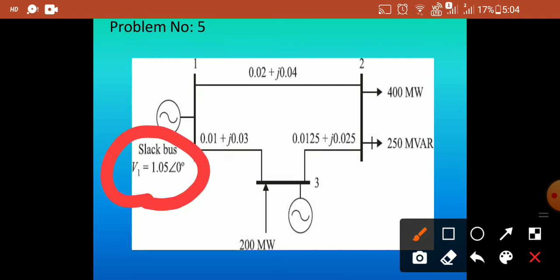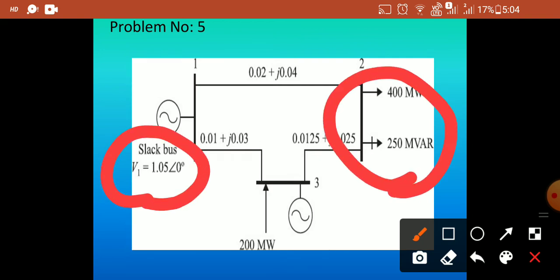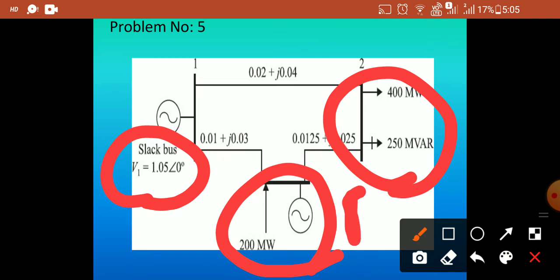The first bus is the slack bus, the second bus is a PQ bus. Here bus number 2 is a PQ bus, bus number 3 is a PV bus. This is the PV bus, this is the PQ bus.